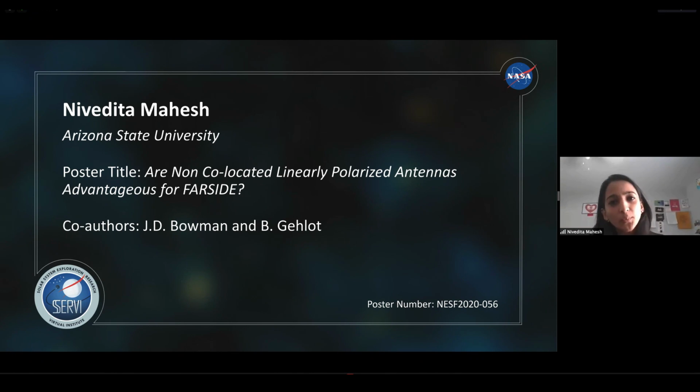The importance of this work lies in the fact that dual polarization measurements would help the science cases of the far side by decreasing the integration time and differentiating the host star signal in case of exoplanet studies.